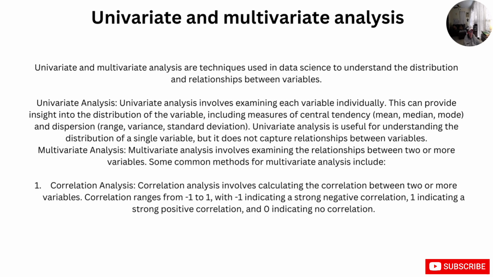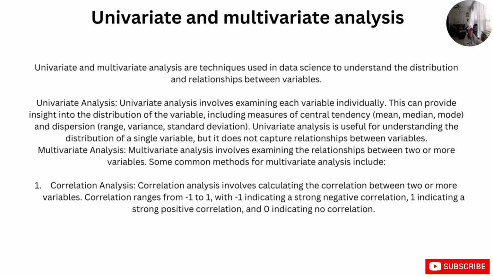Univariate analysis involves examining each variable individually. This can provide insight into the distribution of the variable, including measures of central tendency, mean, median, and mode, and dispersion, range, variance, standard deviation. Univariate analysis is useful for understanding the distribution of a single variable, but it does not capture relationships between variables.